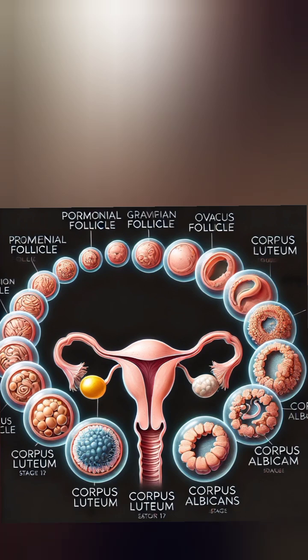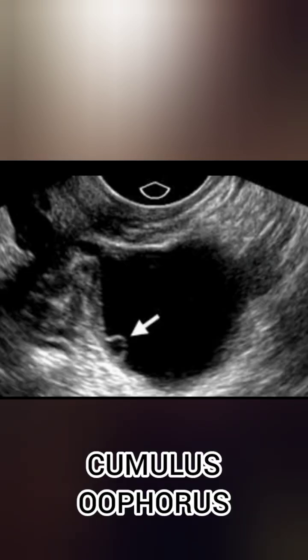The mature or Graafian follicle makes its way to the surface of the ovary. It appears as a transparent round cyst. Visualization of the cumulus oophorus at one end of the cyst indicates follicular maturity. Once matured, ovulation occurs within 36 hours.